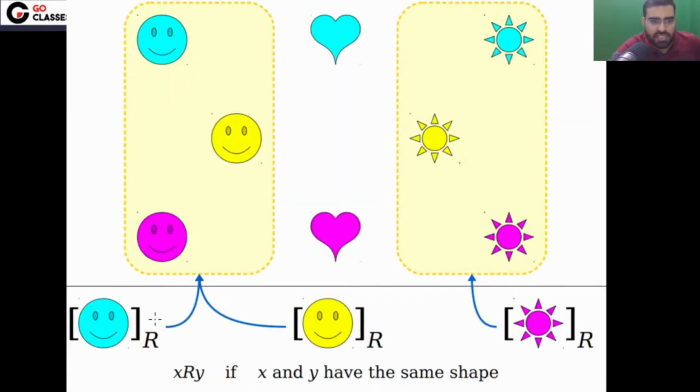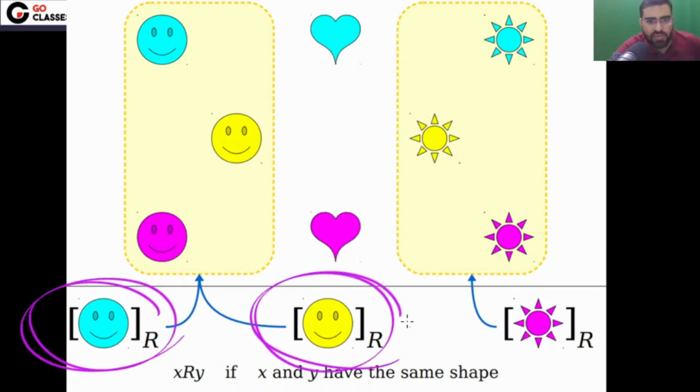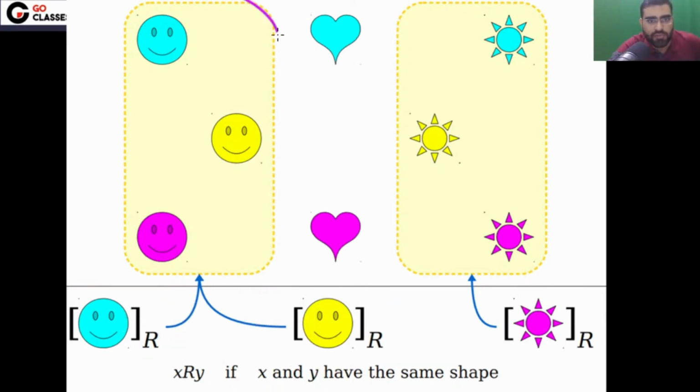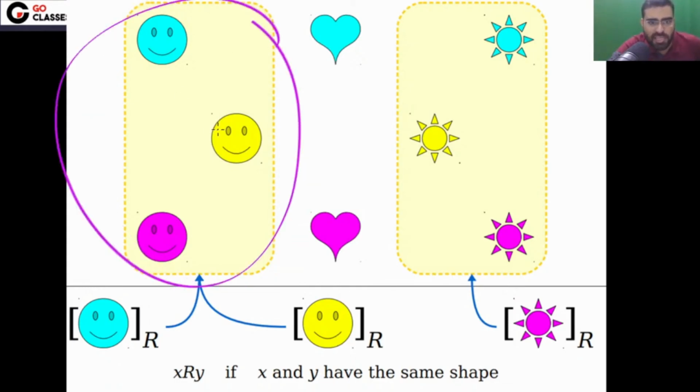As you can see, this is the equivalence class of this. This is also the equivalence class of this. If you look at this equivalence class, this is the equivalence class of yellow also. This is the equivalence class of this also. This is the equivalence class of this also.